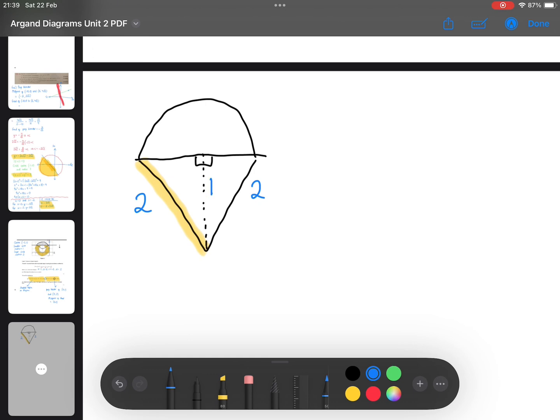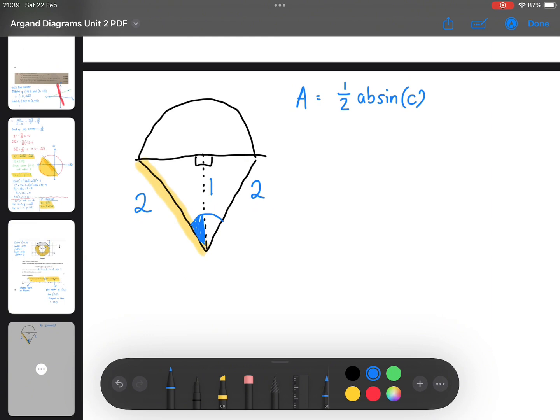And then what we're working towards here is to work out the area of the triangle part, which we're going to calculate using half AB sine C, where C is this angle here. And since we've got two right-angled triangles, we can work out this angle, double it, and that will give us the value of our angle C.